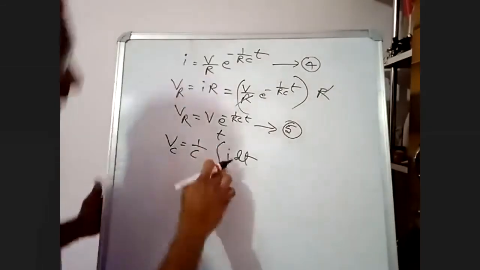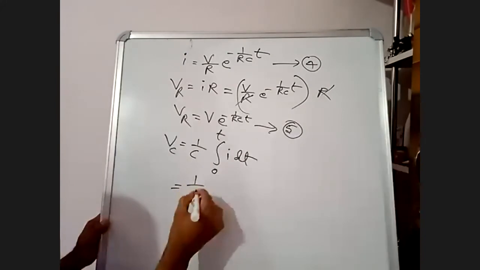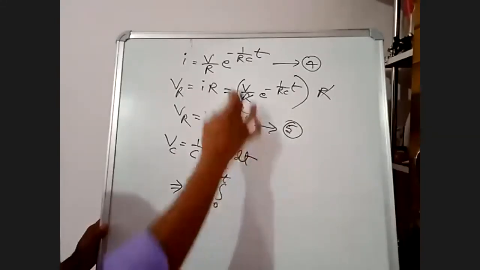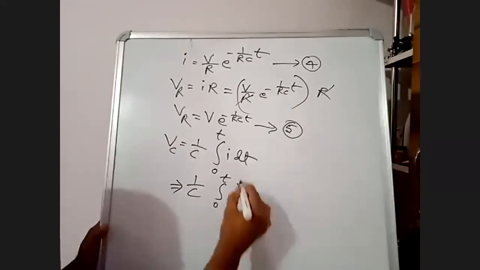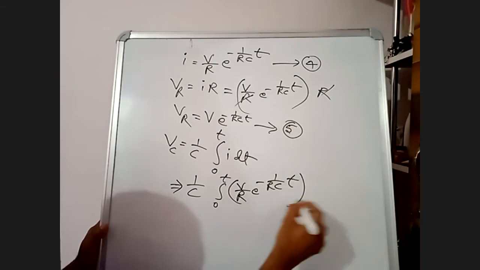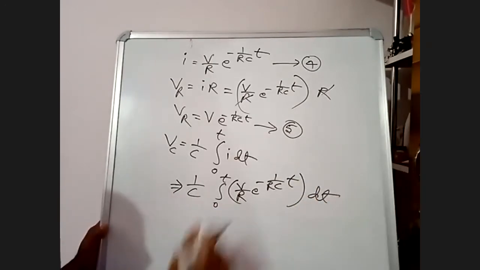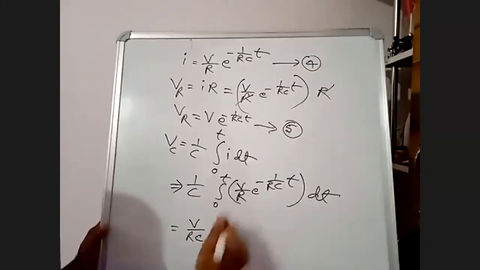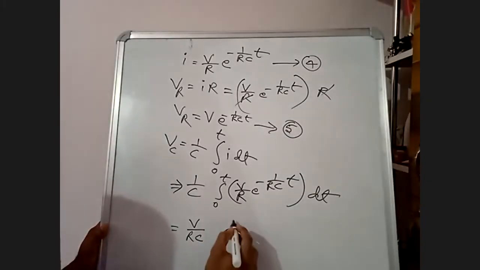But when we are taking out the capacitor voltage VC, 0 to T, I am taking as the limits. Now I know the current equation. That is 1 by C integral of 0 to T, your current is V by R into e power minus 1 by RC into T dt. Integral of e power minus 1 by RC into T is e power minus 1 by RC into T by minus 1 by RC. Your limits are 0 to T.